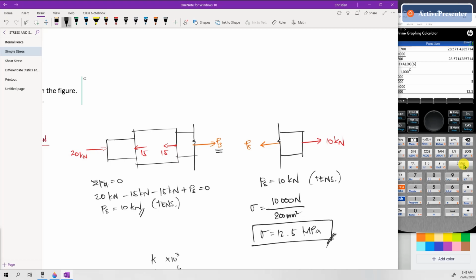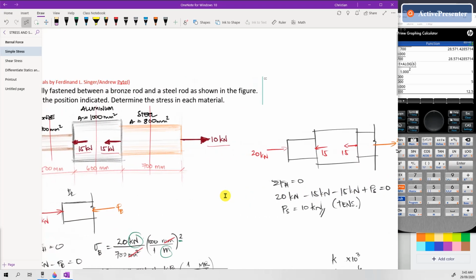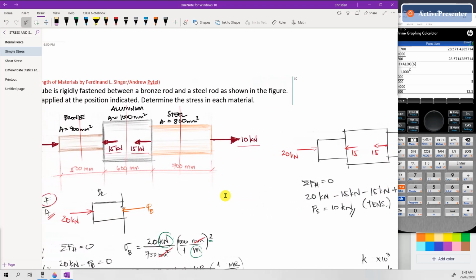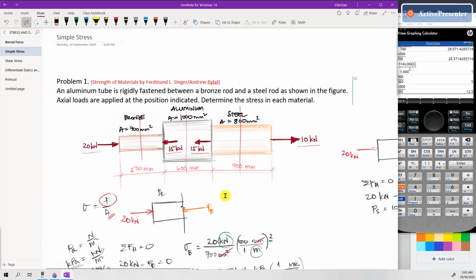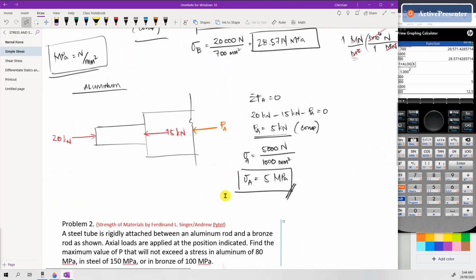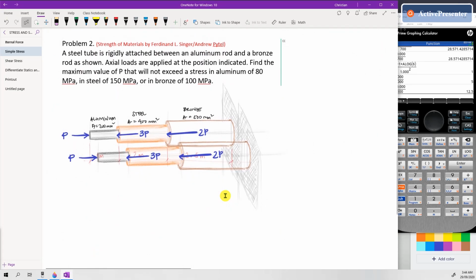So madali lang tong example natin na to kasi stresses lang naman for each material. Okay? Pero on our next example, doble siya dun. Delete ko lang. Okay.